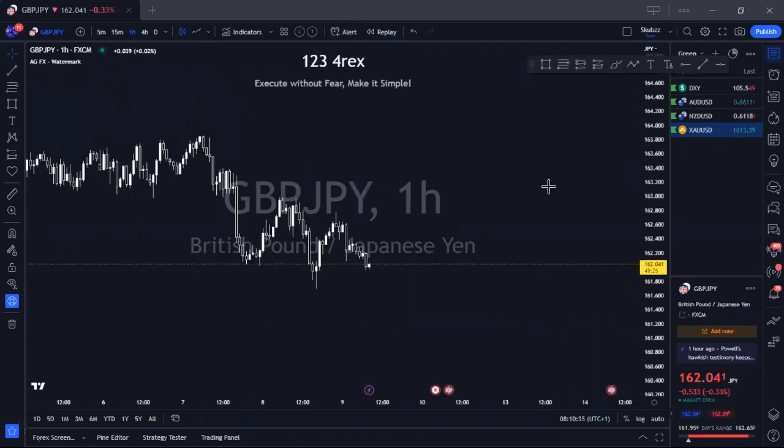So look at this one. This one too is ranging. Let's look at the 4H. Let me see what it's looking like.